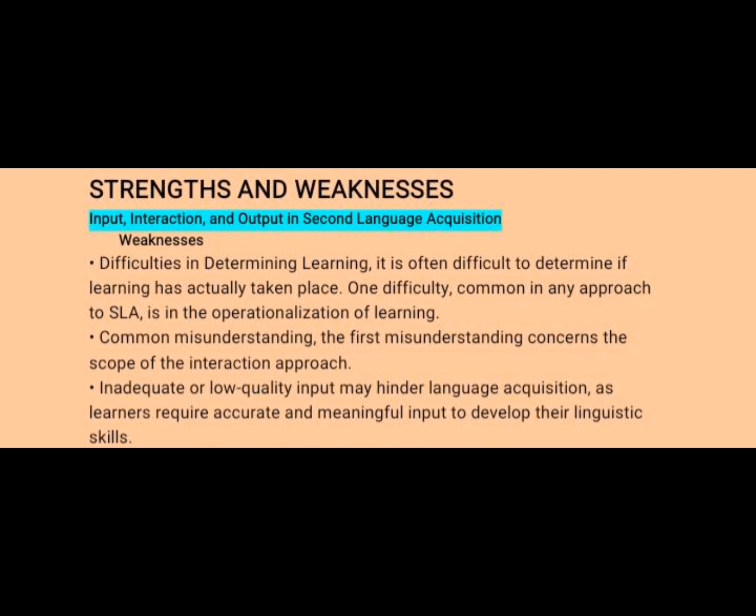The weakness of IIO in second language acquisition is difficulties in determining learning. It is often difficult to determine if learning has actually taken place. One difficulty common in any approach to SLA is the operationalization of learning. Second, common misunderstanding. The first misunderstanding concerns the scope of the interaction approach. Lastly, inadequate or low-quality input may hinder language acquisition, as learners require accurate and meaningful input to develop their linguistic skills.